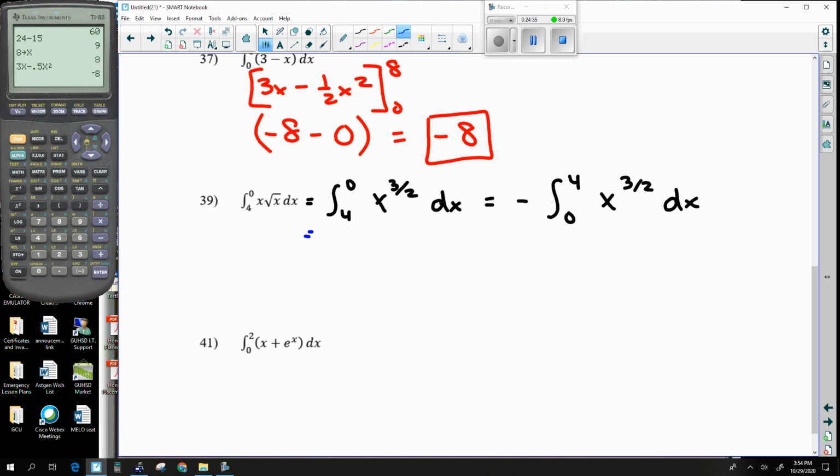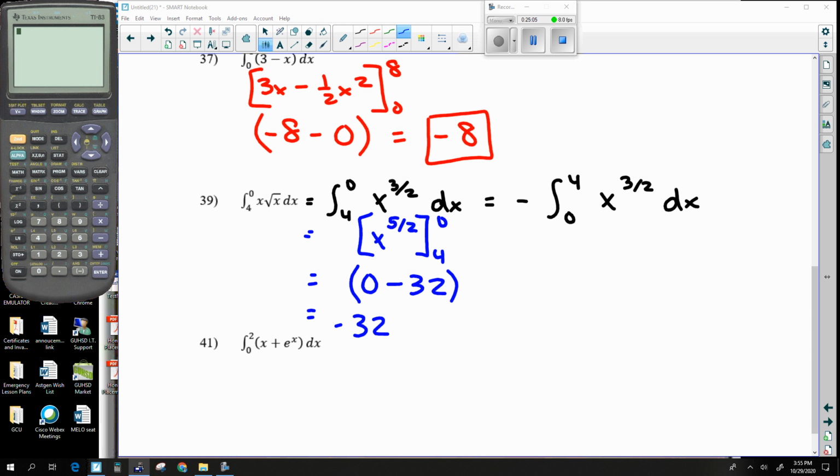All right, so this is x to the 5/2 evaluated from 4 to 0. So that means you evaluate the 0 before you evaluate the 4. So 4 to the 5/2. So that'd be 2 to the 5th, which is what, 32? I just want 4 to the 4 to the 5/2. Yeah.